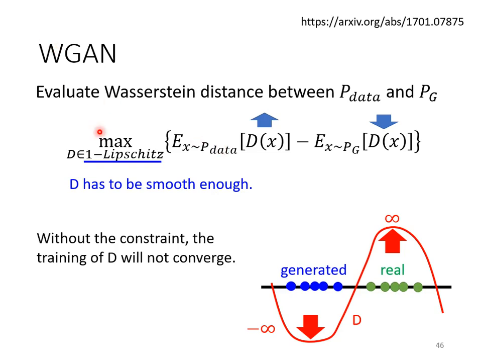So, you need to add this restriction. You have to add this restriction. And then your maximum value will be the Wasserstein distance. And so it is GAN.